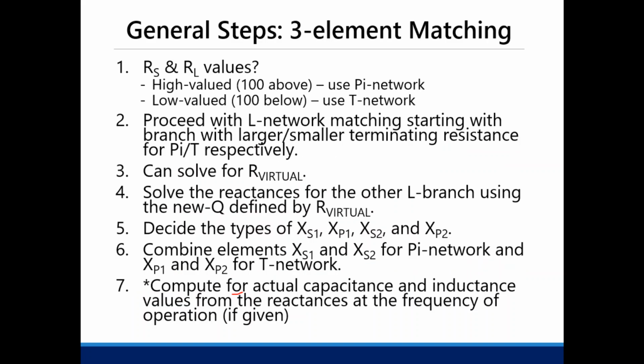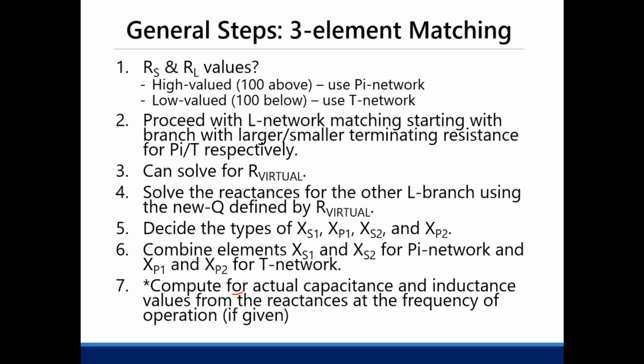So general steps of three-element matching. Okay? What are the RS and RL values? Is it very high? If it's very high, you use the pi network. So your virtual resistance is smaller. If it's very low, use the T network. So your virtual resistance becomes larger. Okay? With that, you just proceed with L network matching for both sides. So basically, it's just L network matching with extra steps.